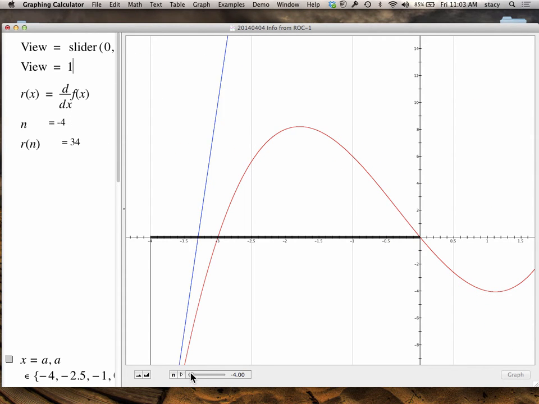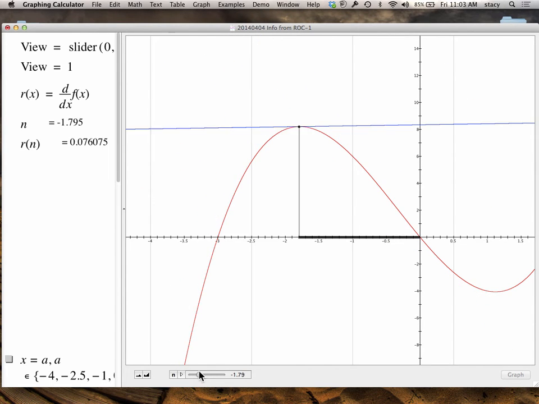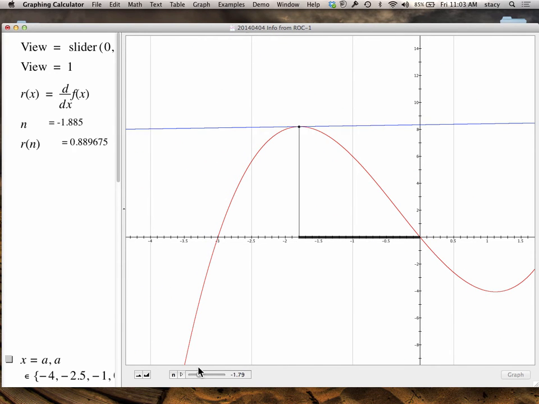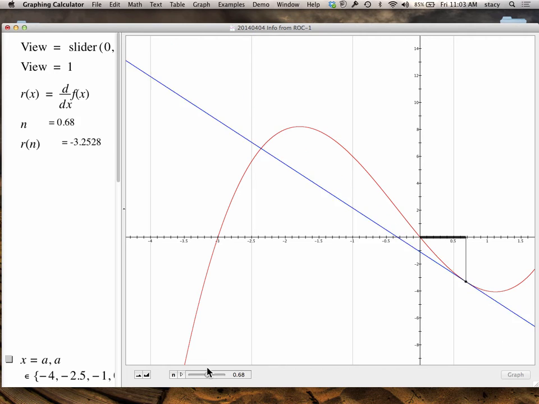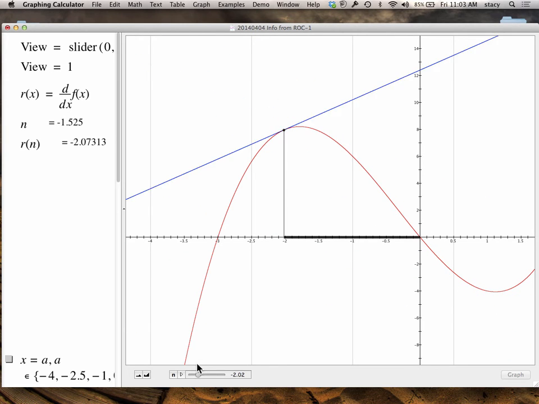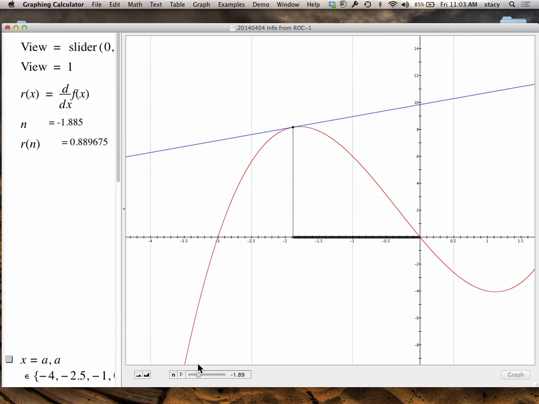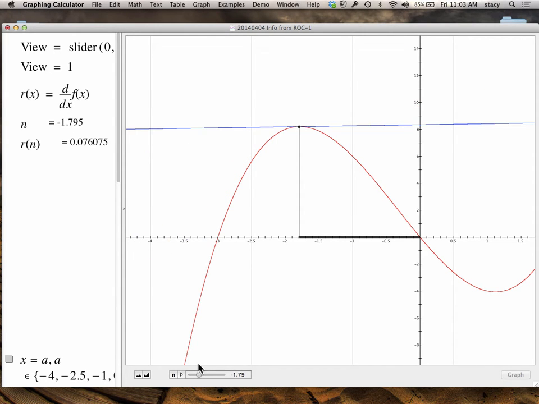Okay, so help me figure it out. So I've got this picture where there's two graphs, right? The red graph and the blue graph. What is the blue graph representing? The blue graph is representing the rate of change at the given x value, right?